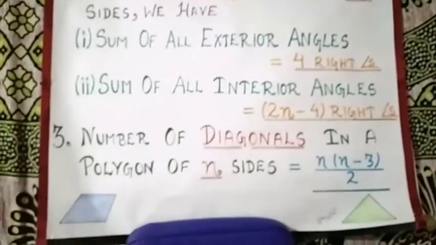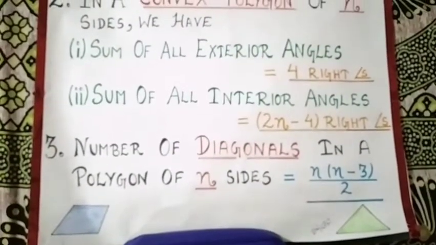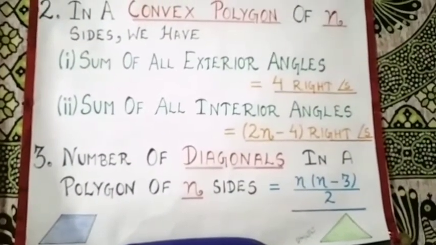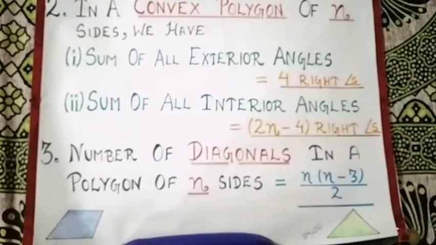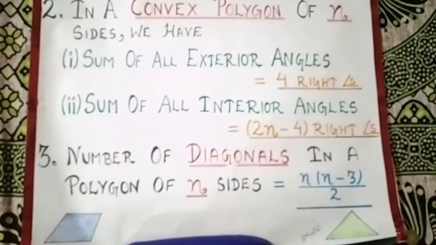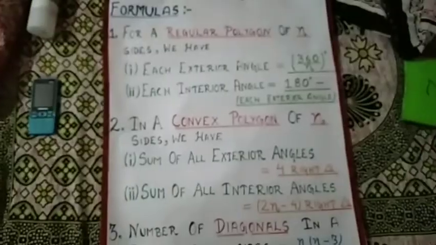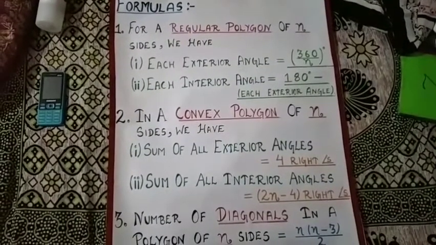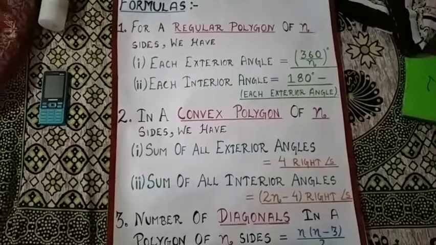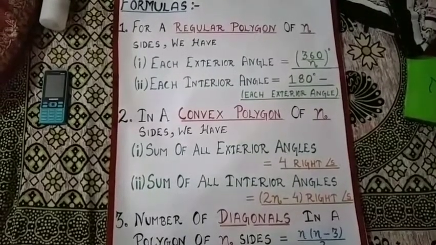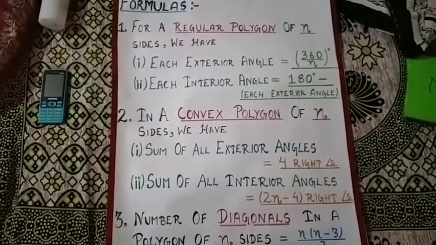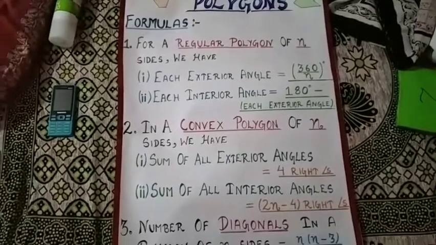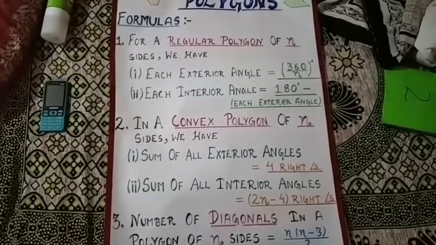Now students, number of diagonals in a polygon of n sides is equal to n into n minus 3 divided by 2. So students, these were the formulas for the chapter polygons. I hope students, you all remember these formulas, because these formulas are going to be very useful when we solve numericals based on it. So students, now we'll solve the numericals based on the chapter polygons.